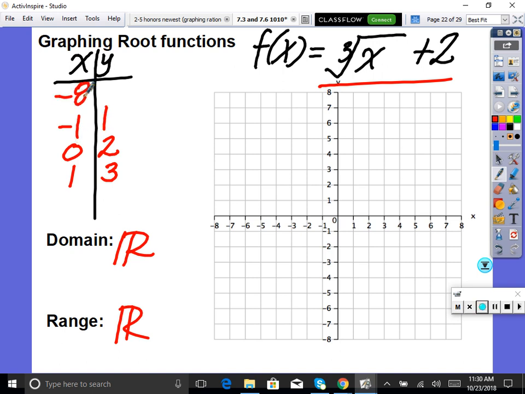Negative 1 plus 2 is 1. So then negative 8 and 8 will be my other two, right? Cube root of negative 8 is negative 2. Negative 2 plus 2 is 0. We're almost done. Cube root of 8 is 2. 2 plus 2 is 4. And then I plot the points.